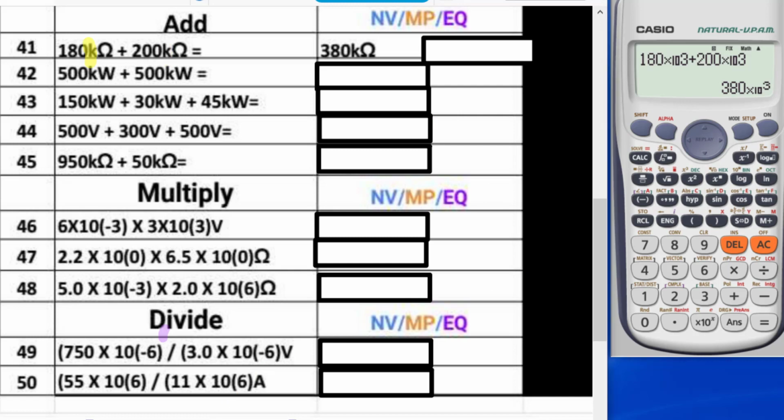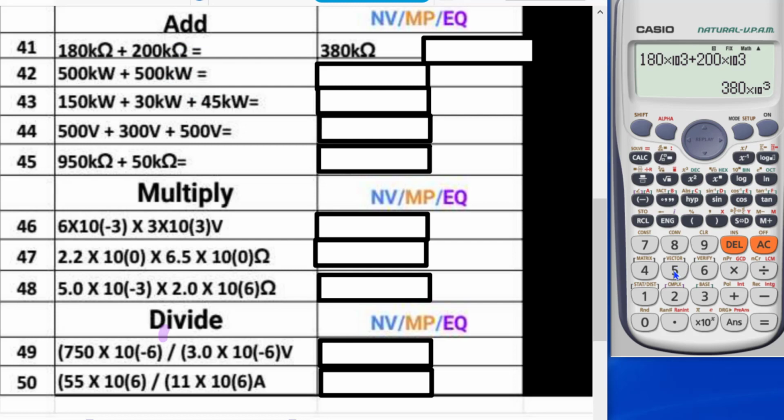Now on this next one, what I want to show you is something very interesting here. You have 500 plus 500. Well, normally 500 plus 500 would be 1,000. But remember, our number must be between 1 and 1,000, some number between 1 and 999. So let's actually do the math here. So I've got 500 kilowatts plus 500 kilowatts. So let me punch it into my calculator.